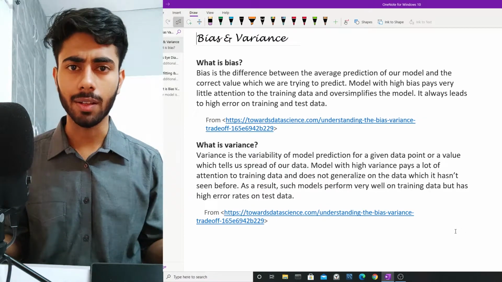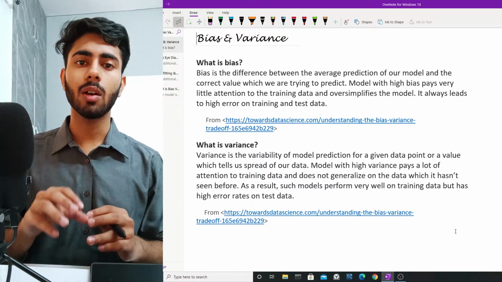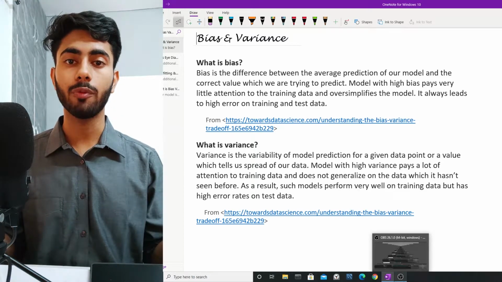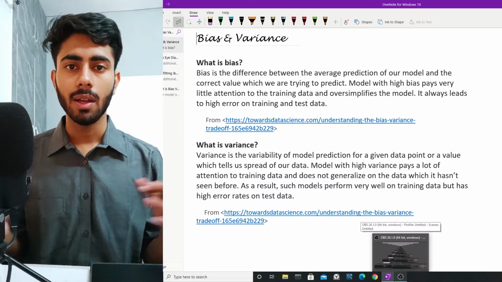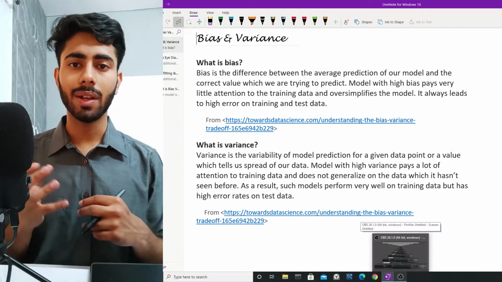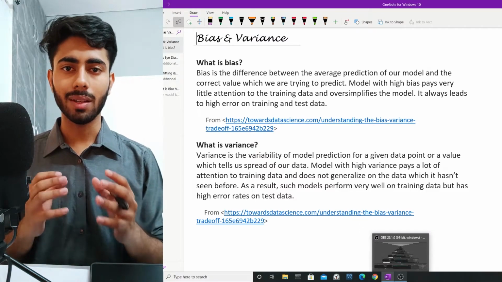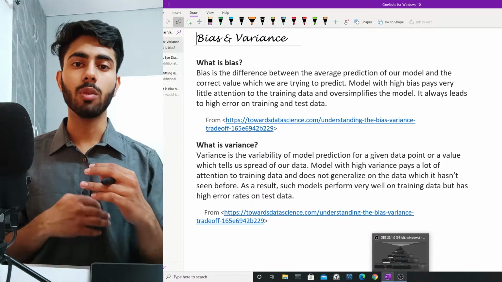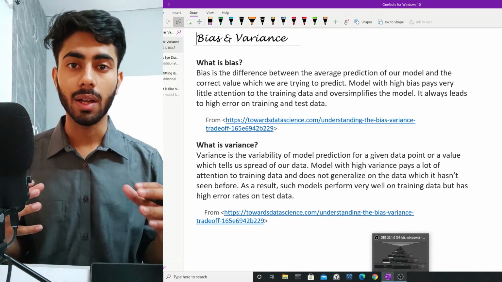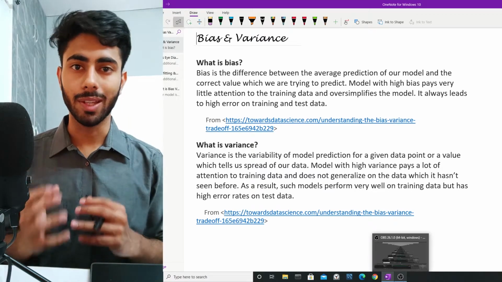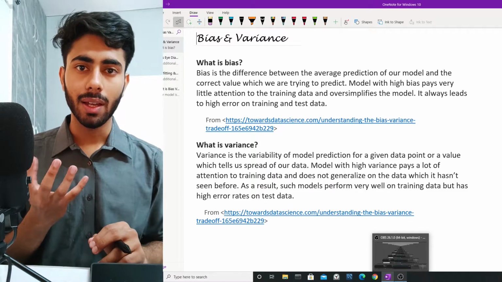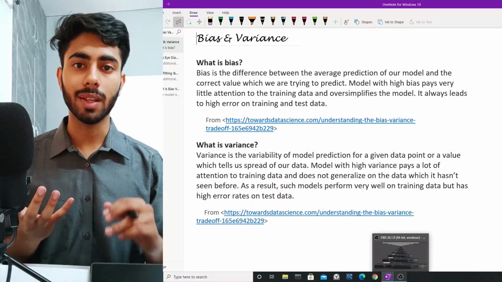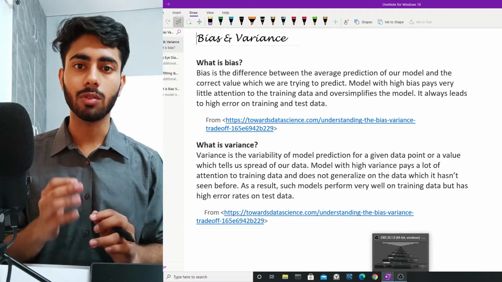Now let's talk about variance. Variance measures the degree of spread of our data set. Variance also measures the variability of our data set and predicted values. If a model has high variance, then most of its focus or attention goes towards the training data. It tries to fit well in the training data. Therefore we will get a high accuracy in the case of training data, but less accuracy in the case of testing data or any random data. So this is called variance.